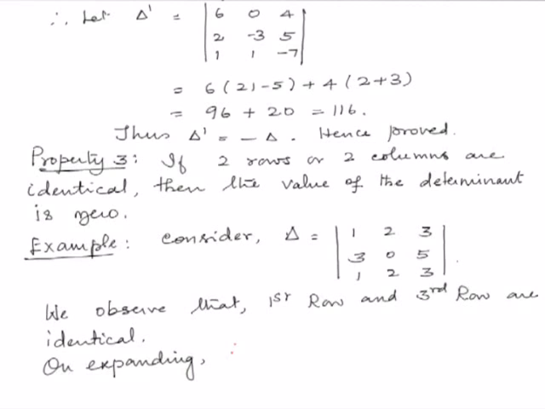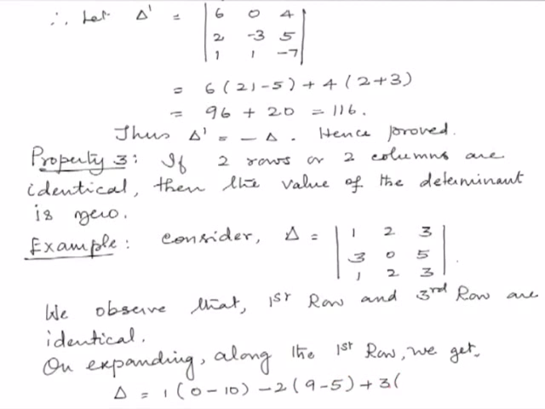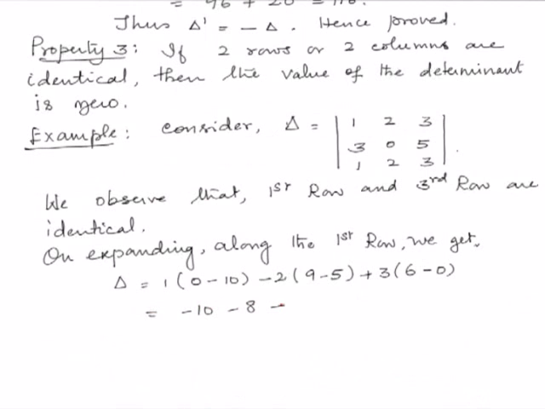Expanding along the first row, we get delta is equal to 1 times 0 minus 10, minus 2 times 9 minus 5, plus 3 times 6 minus 0. So it is minus 10 minus 8 plus 18, which is minus 18 plus 18, which is equal to 0. So we find that the value of the determinant reduces to 0, proving the third property.